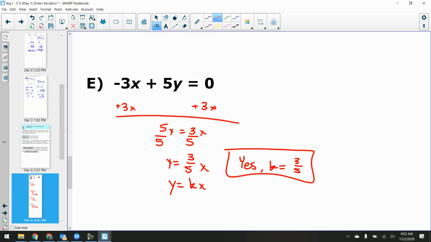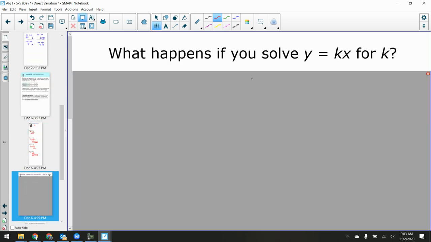Okay, so right now we don't even know what a direct variation looks like. All we know is, can we identify what it is, or if it is one. And yes, we can identify what a direct variation is based on the given equation. So let's analyze this a little bit more.